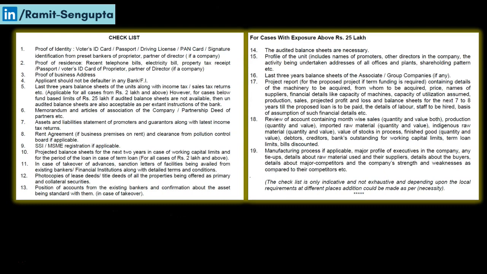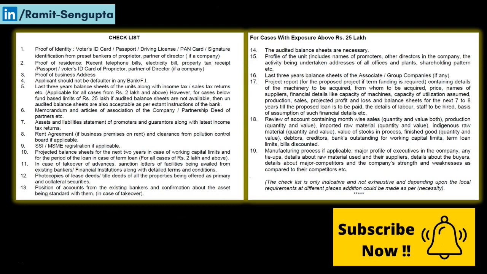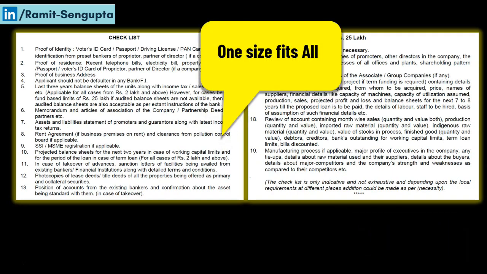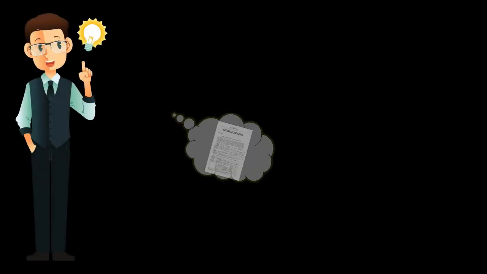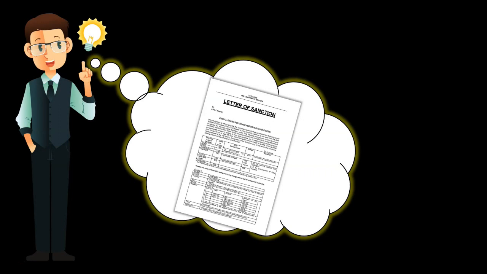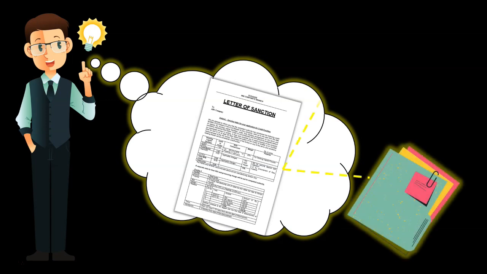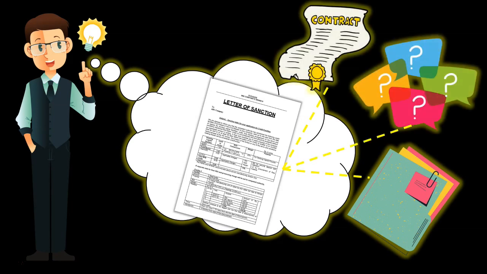We follow the checklist of documents provided by the bank. But the checklist is usually a one-size-fits-all type. It is meant for giving general guidance only. To prepare the process note of a particular loan, you need to have a mental vision of how the end product or the sanction letter will look like, just like your Rajma Chawal, so that you can backtrack the supporting documents and information required for it.